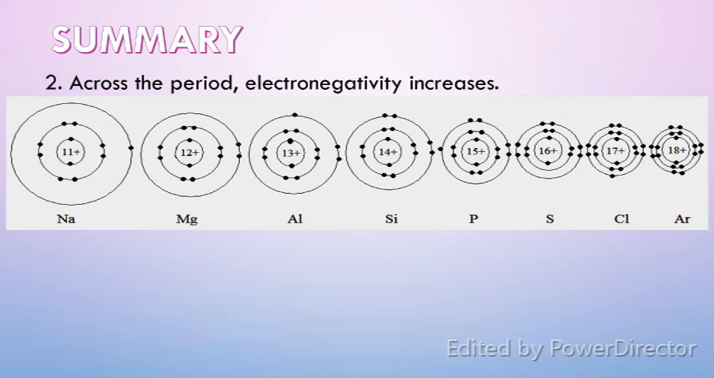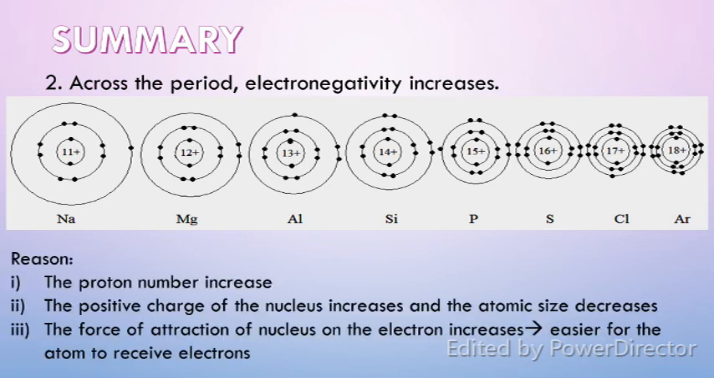Next, for the second part of the lesson today, across the period, the electronegativity increases. What do you understand by electronegativity? It is a strength of an atom to form negative ion by receiving electrons. So the explanations would be the same. The proton number increases when we move from the left hand side to the right hand side of the period. So the positive charge of the nucleus increases and the atomic size decreases. So the force of attraction of the nucleus on the electron increases. So this causes it is easier for the atom to receive electrons. So that's why electronegativity increases.